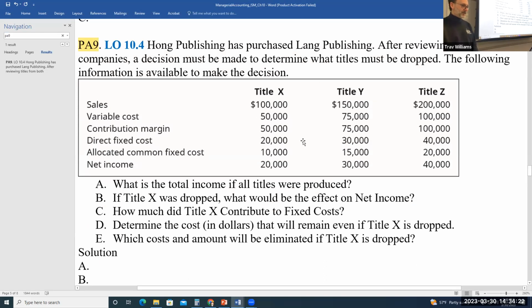Okay, problem 9. So this company, let's see, it's a publishing company. These are 3 different movies that they have, I believe. Anyways, whatever they are, 3 different products. And the decision is which titles to drop. So the first question, what is the total income if they produce all titles? Well, we have 20,000 plus 30,000 plus 40,000, right? So the total income is going to be $90,000 between all 3 titles.